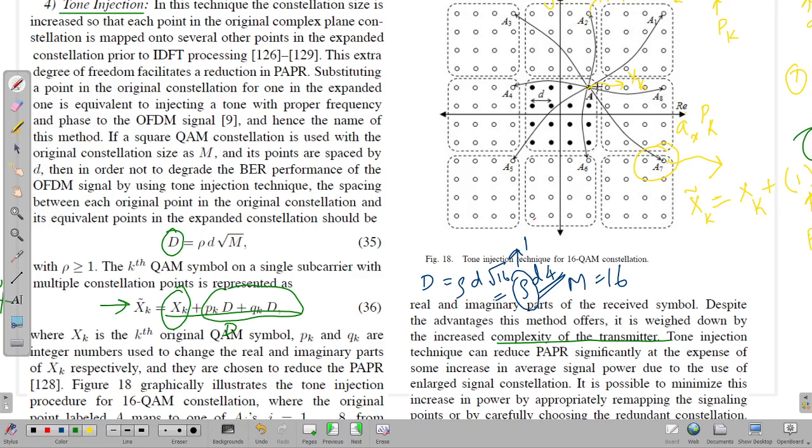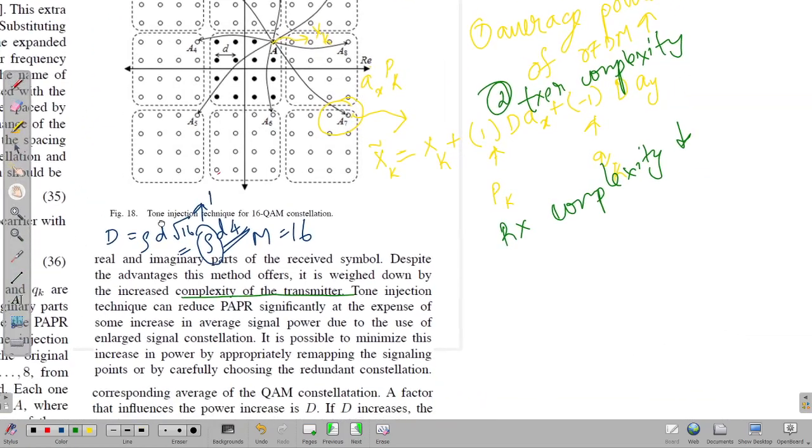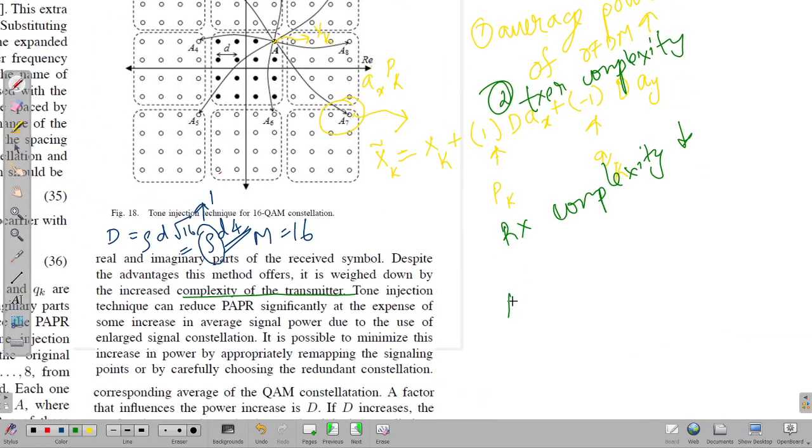If you reduce D, the PAPR will increase and the bit error rate will increase. But in that case, if you increase the bit error rate, then the signals will be in error. So increasing D will result in an increase of the average power of the signal, and this will reduce PAPR, but it will increase the average power.